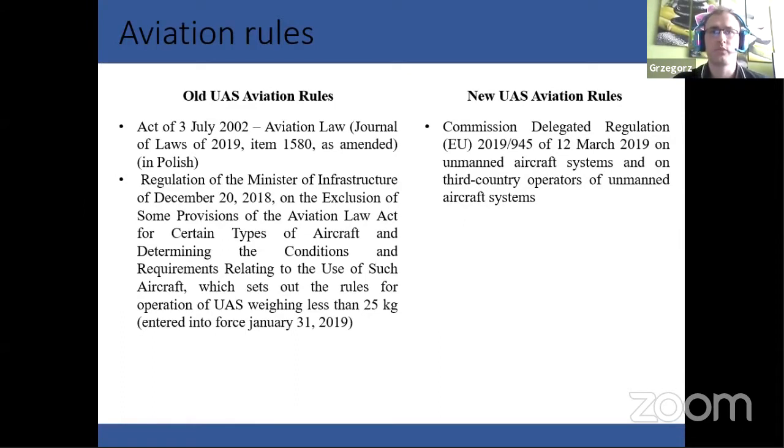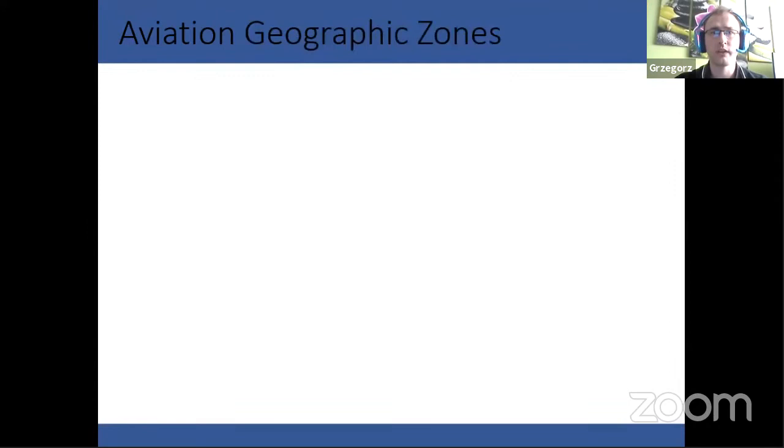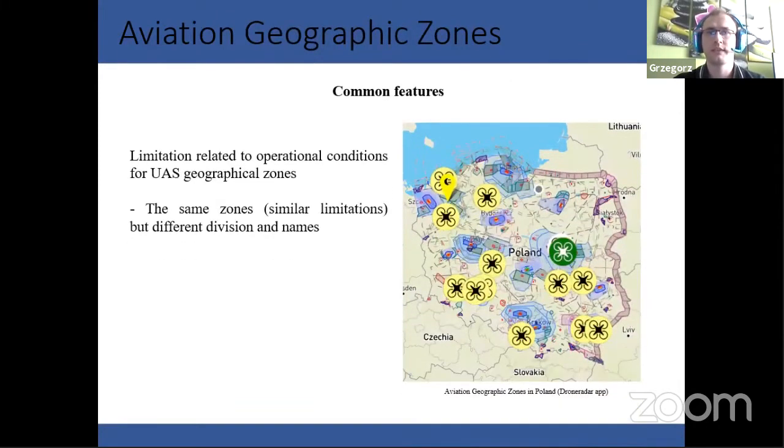The UAS regulation for Poland was published by the Minister of Infrastructure. Currently, from January 1st, the Commission delegated regulation is in force. Now I will make an overview of what the changes are and what remained the same. Both regulations have limitations related to geographical zones. The same zones as before with similar limitations, but different division and names.